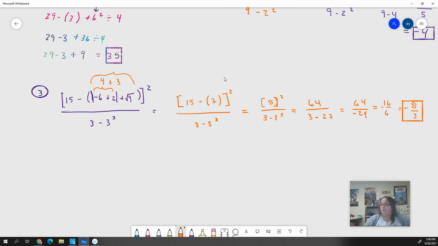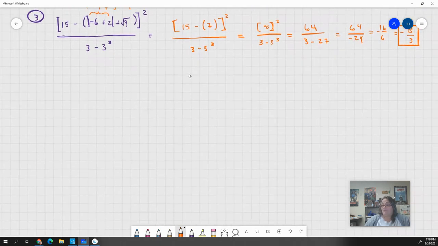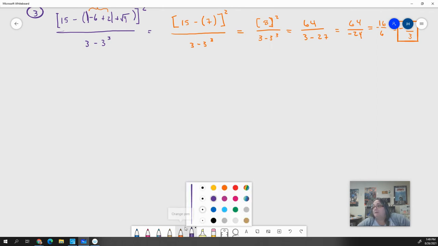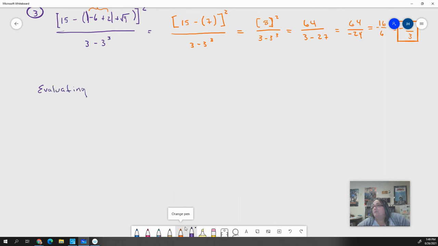The next portion that you're going to have to do is what we call evaluating expressions. And when we talk about evaluating an expression, it just means we're putting in a value for those missing numbers, for those variables, so that we can solve it.